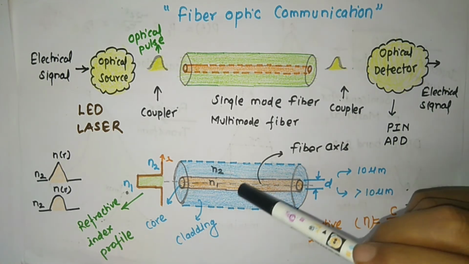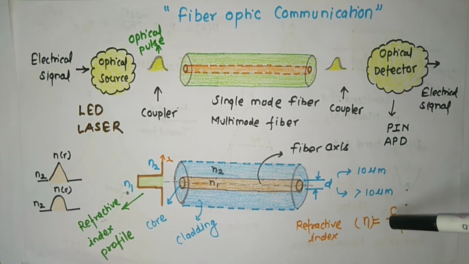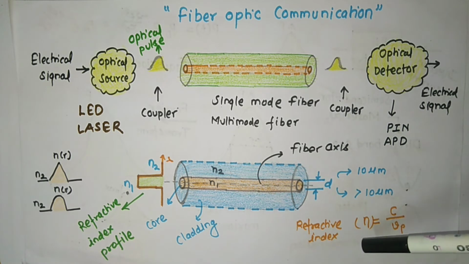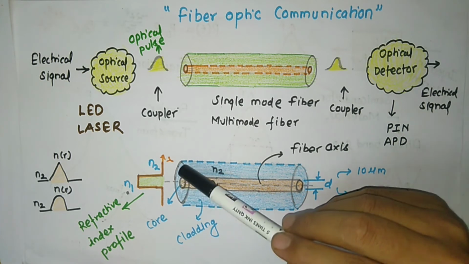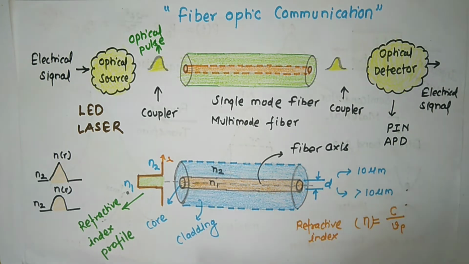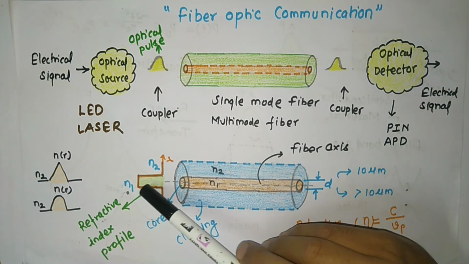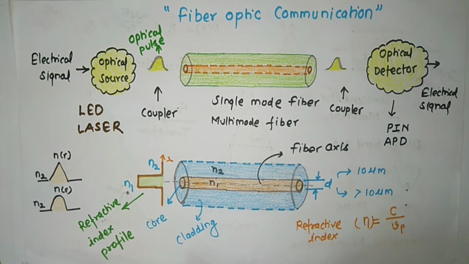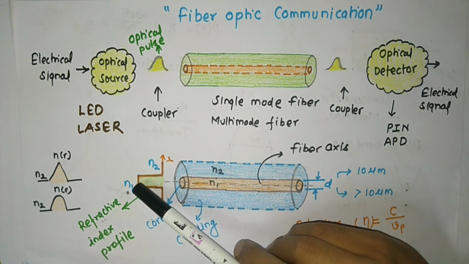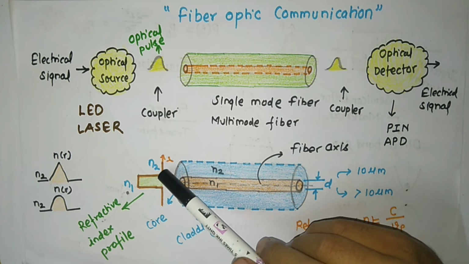So look at here. First see the definition of refractive index. What is refractive index? It is the ratio of velocity of light in free space to velocity of light in medium. This is the basic definition of the refractive index. Okay, let's see. When I move in the radial direction, then you can see there is a refractive index in the core region, that is N1, and refractive index in cladding region is N2.